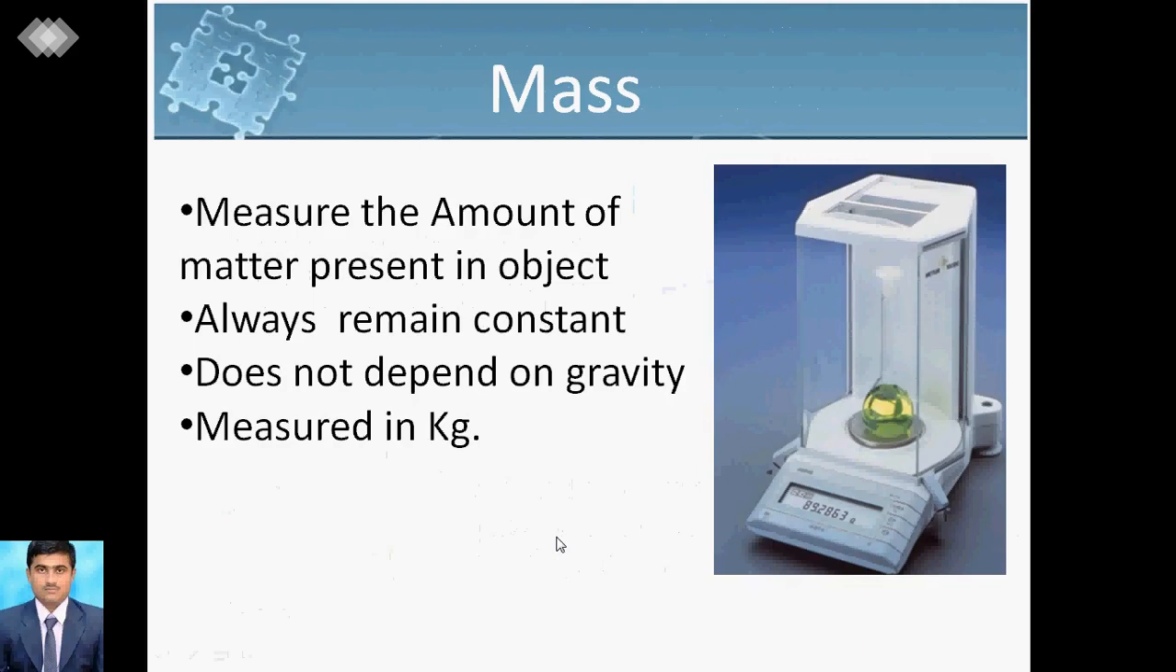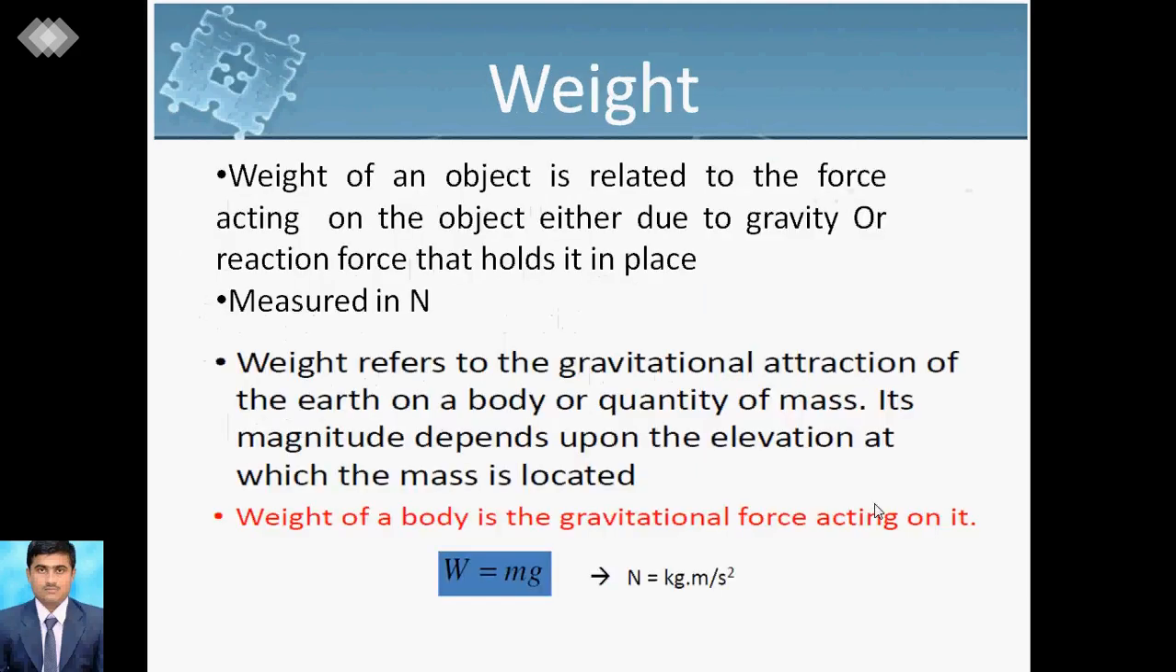Now we move to the next parameter, that is mass. So mass is nothing but the amount of matter present in the object. So actually the mass always remains constant and it does not depend on gravity. So mass is measured in kg. So this is the SI unit, but customary units are gram, centigram, milligram.